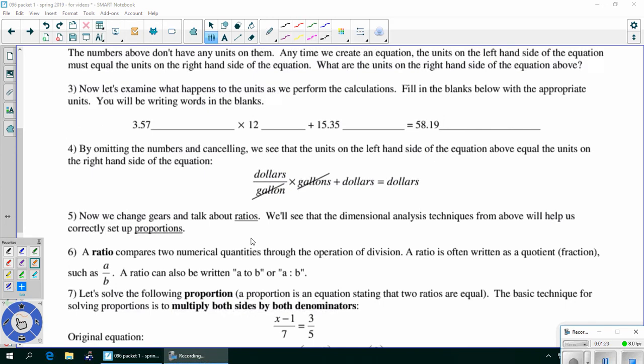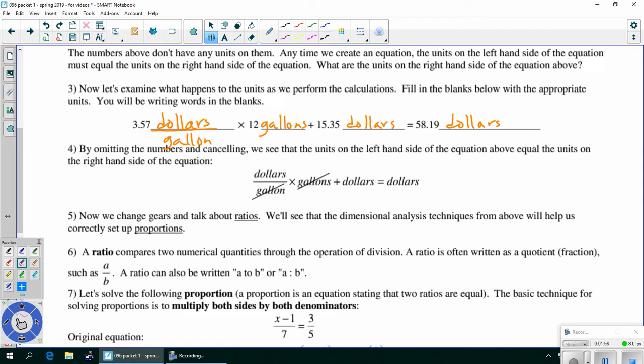Okay, let's skip the 3.57, but that 12 is $12. Sorry, that 12 is not at all $12. That 12 is 12 gallons. The 15.35, that's dollars. And as we said, the 58.19 is also dollars. The first unit is the tough one, the one we skipped. So 3.57, is it $3.57? Is that the unit? Well, that's part of it, but that unit is not complete. It's $3.57 per something. Per what? Per 1 gallon.